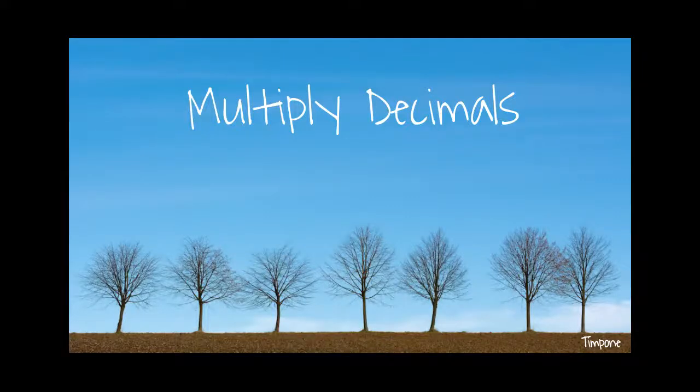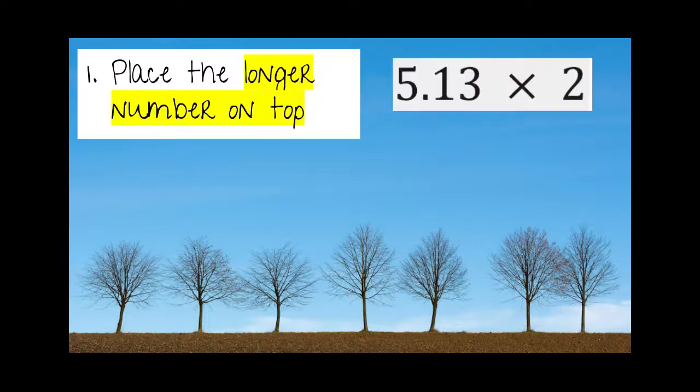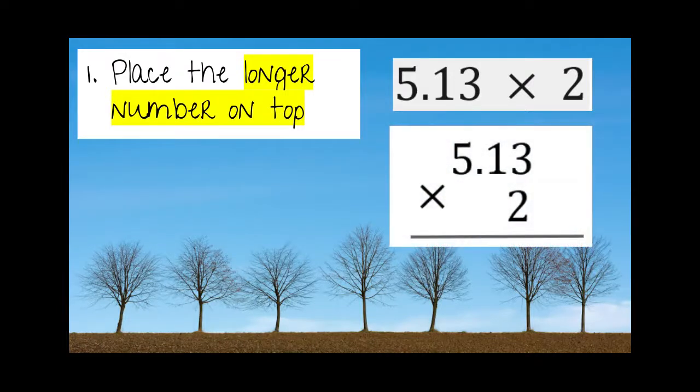All right, guys, let's learn how to multiply decimals. So we have 5 and 1300ths times 2. And what we're going to do is place the longer number on top. So 5 and 1300ths is longer than the number 2, so that's going to go on top like that. So go ahead and set your paper up.